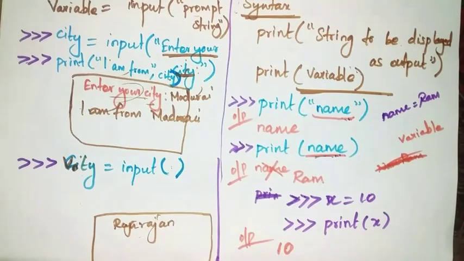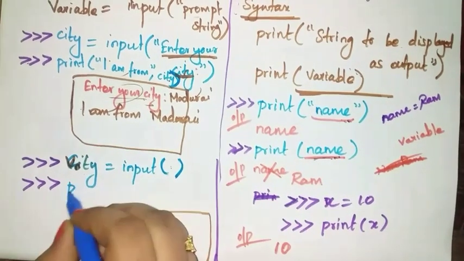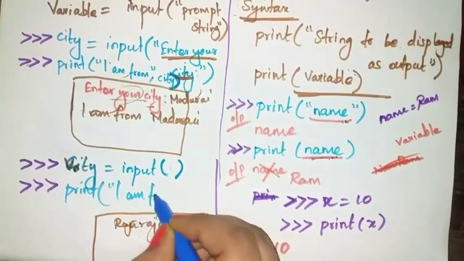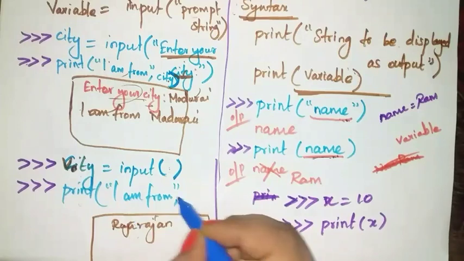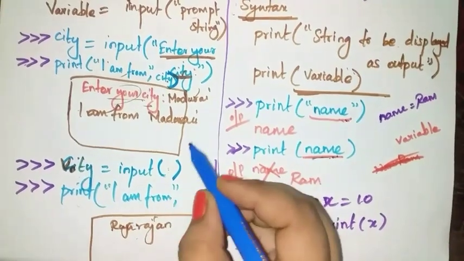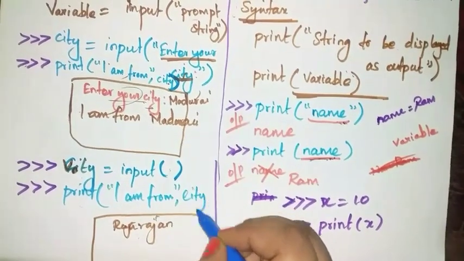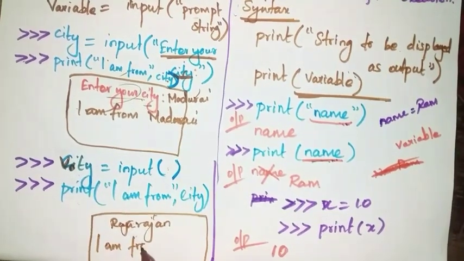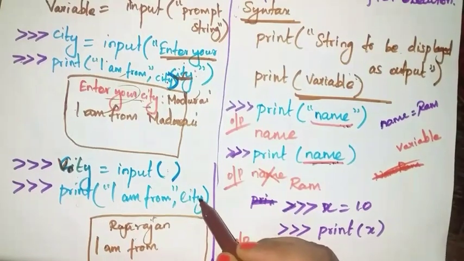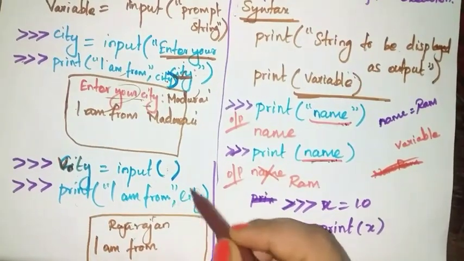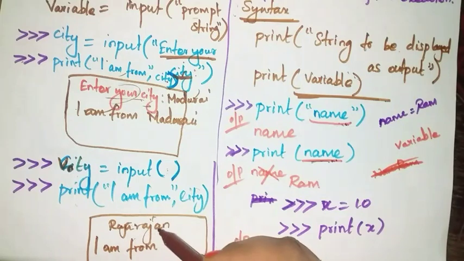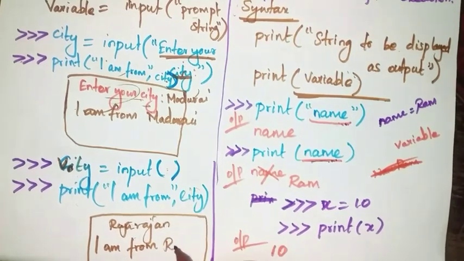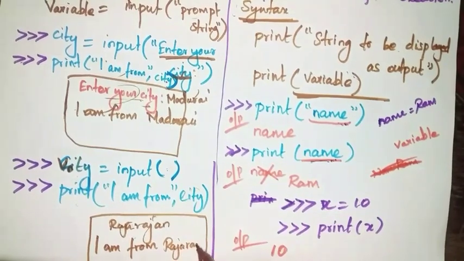Next, the print statement is print "I am from", within double quotes, and comma. Next, city. So for this code, you will get the output I am from, and city is what? What is the value that you gave for the city variable? Rajarajan. So here, what is the value of city? Rajarajan. I am from Rajarajan.